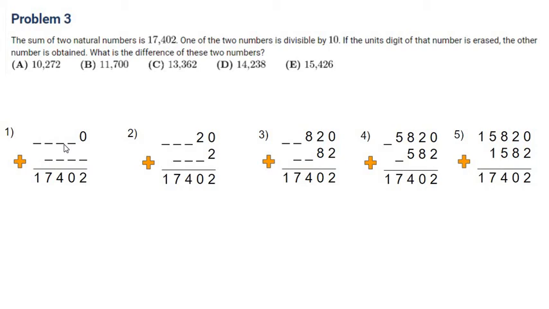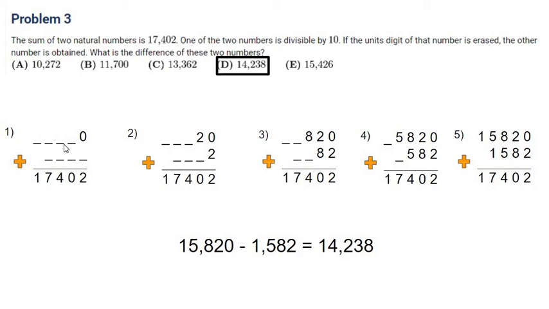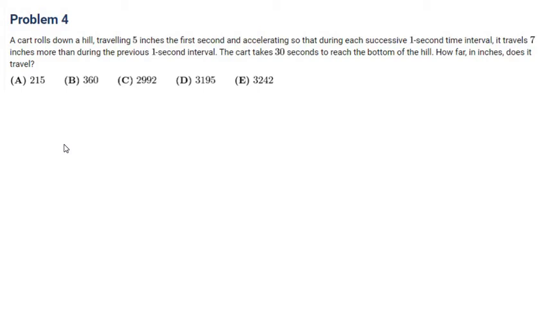Now we know the two numbers are 15,820 and 1,582. Now simply subtracting these will give us 14,238, which is letter D. Let's go on to problem number 4.